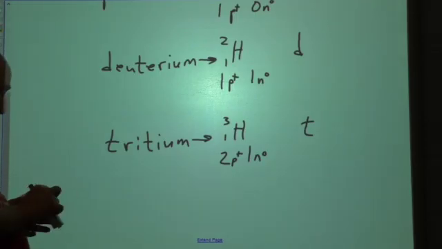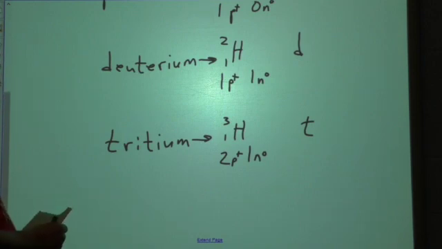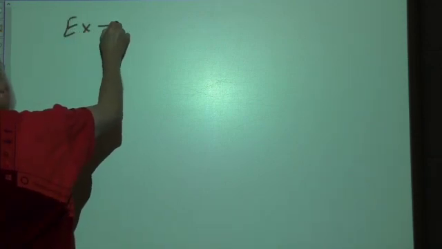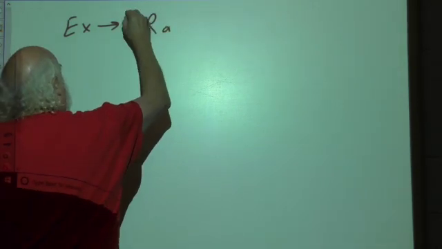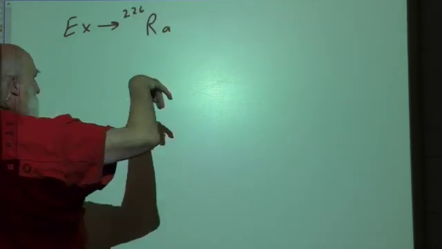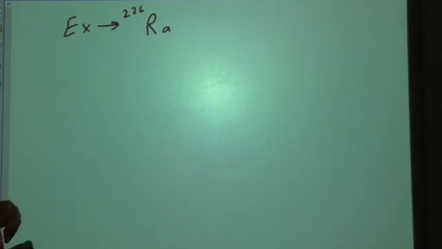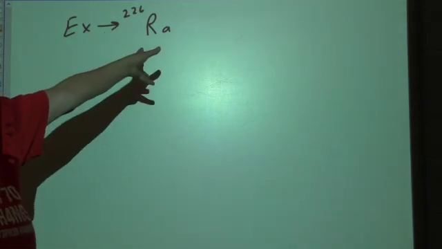All right, so let's take a look at some examples of how we would use this and show there are two forms of describing these changes. So let's take a look at the first example I gave you. We have radium-226. I gave it to you written down as radium-226, but when we do this, you need to write it in this form right here.